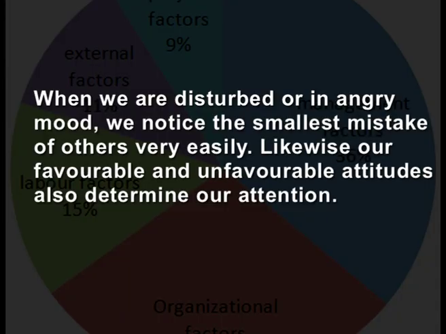Moods and attitudes. What we attend to is influenced by moods and attitudes. When we are disturbed or in an angry mood, we notice the smallest mistakes of others very easily. Likewise, our favorable and unfavorable attitudes also determine our attention. After discussing subjective and objective factors, we realize that these factors are interrelated. How much or in what way we attend to a stimulus depends on subjective as well as objective factors.